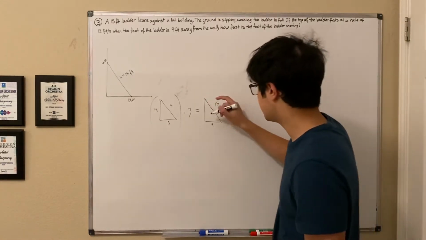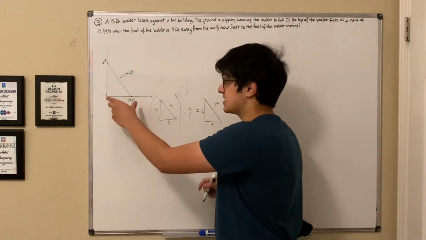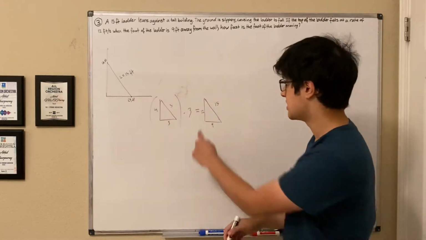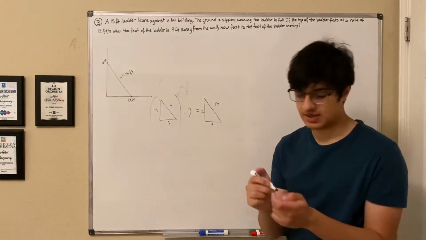9 feet, 15 feet, and 4 times 3 feet, which is 12 feet. And notice, that's exactly what we have here. We have a base length of 9, hypotenuse of 15. Therefore, this height is 12. And that's where we got that point from.